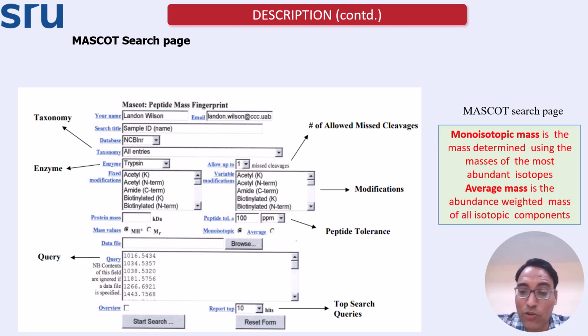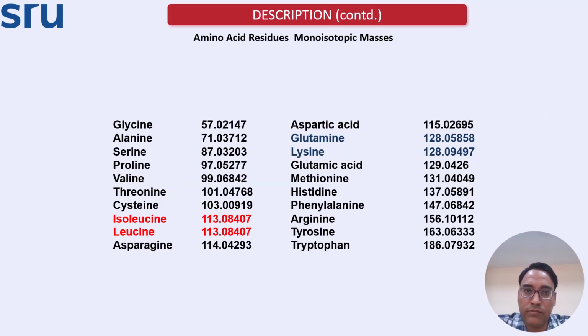And one more thing is that mostly we consider the monoisotopic mass, which is the atomic mass of the most abundant or most prevalent isotopes. But if I consider the average mass, that also can be done, considering all different masses of those chemical components. This is the complete list of monoisotopic masses which I'm showing here. If you see here, isoleucine and leucine have exactly the same mass, as obvious.